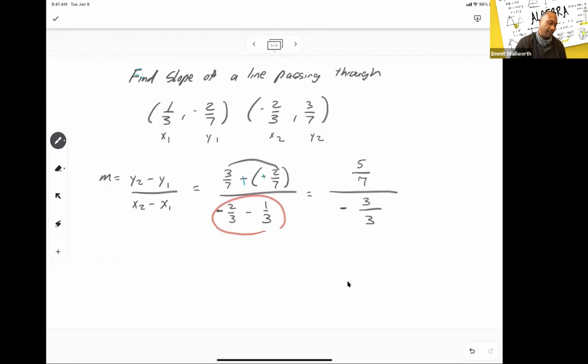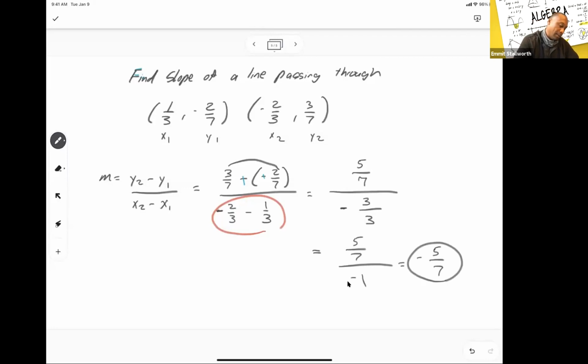Okay. Which actually helps us out a whole lot, man. That actually brings us out the whole. So we're going to have 5/7 divided by 3/3, which is 1, so that's a negative 1. So we're going to end up with negative 5/7.